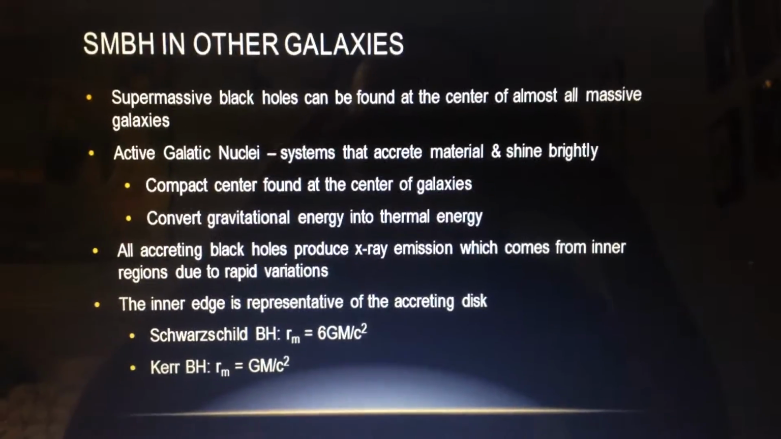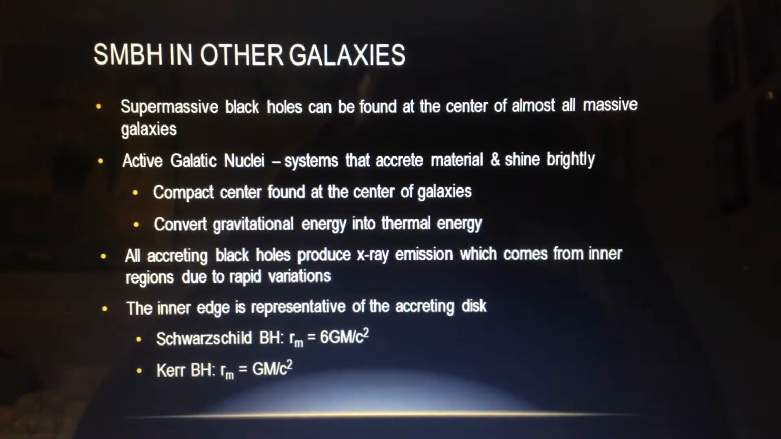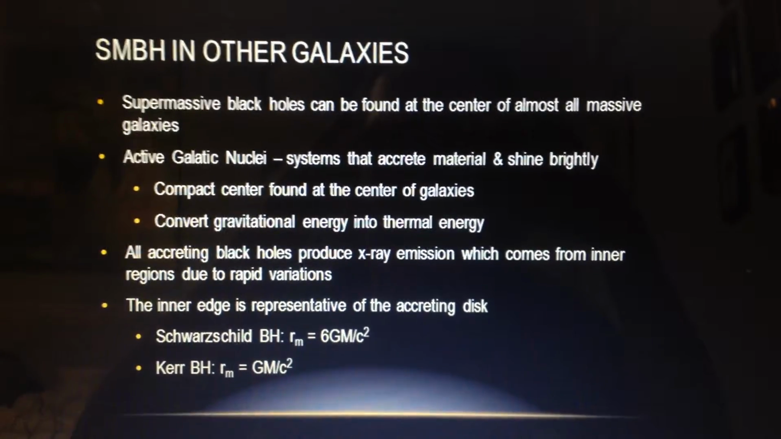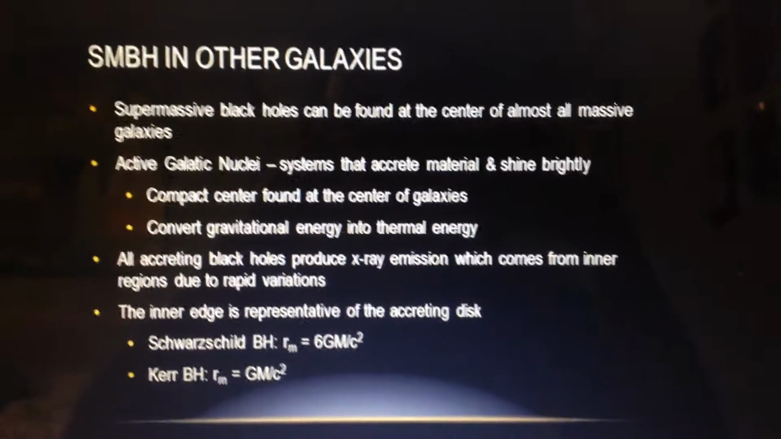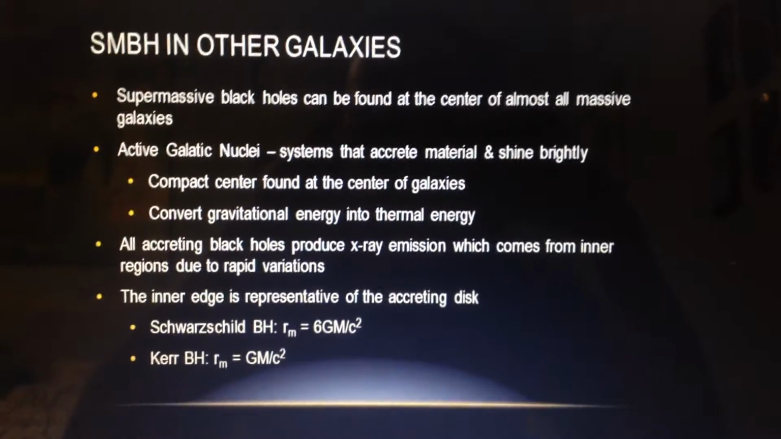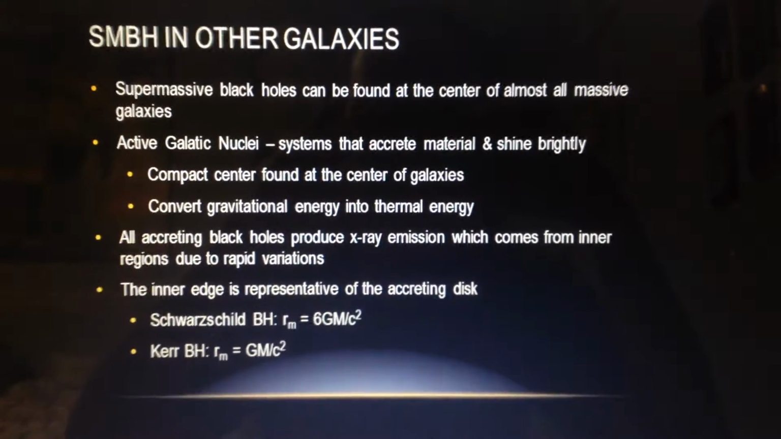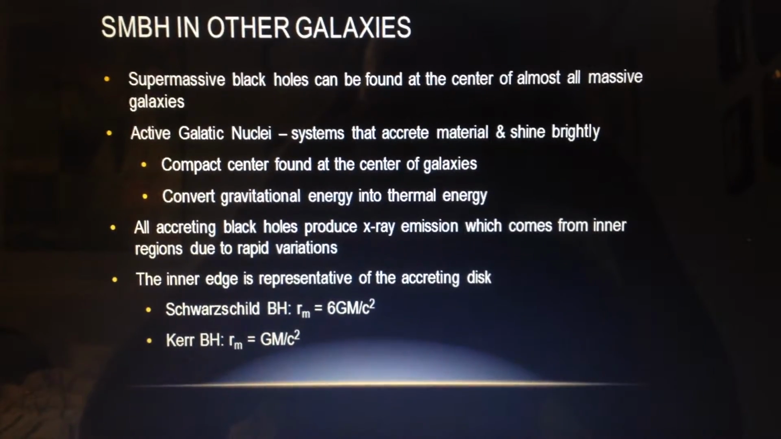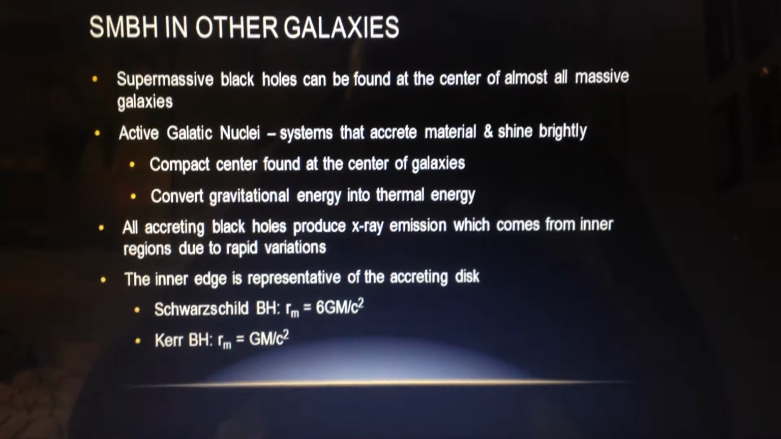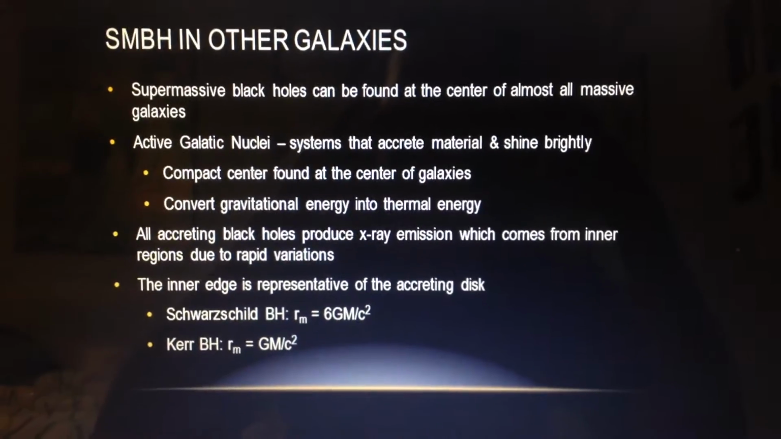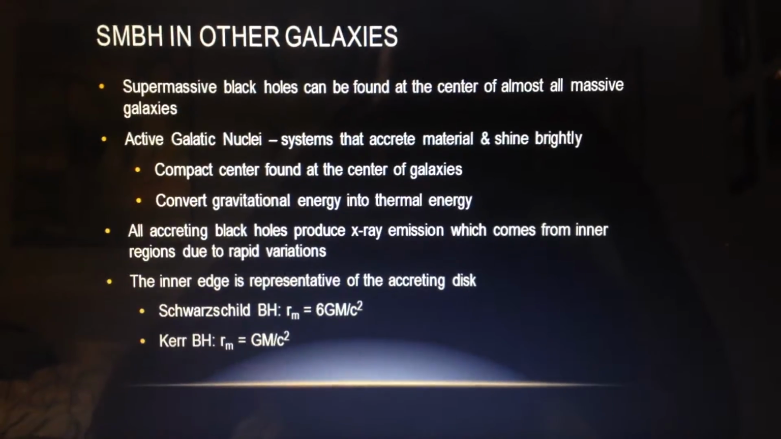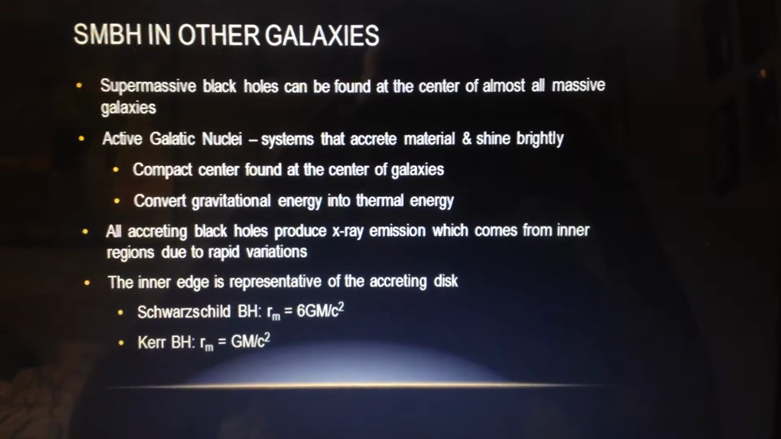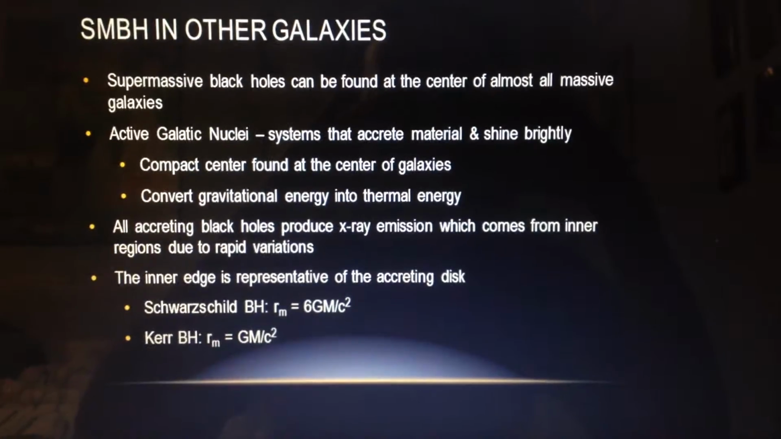So, branching off of this, supermassive black holes are found in many other galaxies, and they're often at the center of almost all massive galaxies. Astrophysicists specifically look at active galactic nuclei, which are systems that accrete material and shine brightly. They're compact centers found at the center of galaxies and can be measured by their energy, which converts gravitational energy into thermal energy. All accreting black holes produce X-ray emissions, which makes them shine brightly, and comes from the inner regions due to rapid variations.